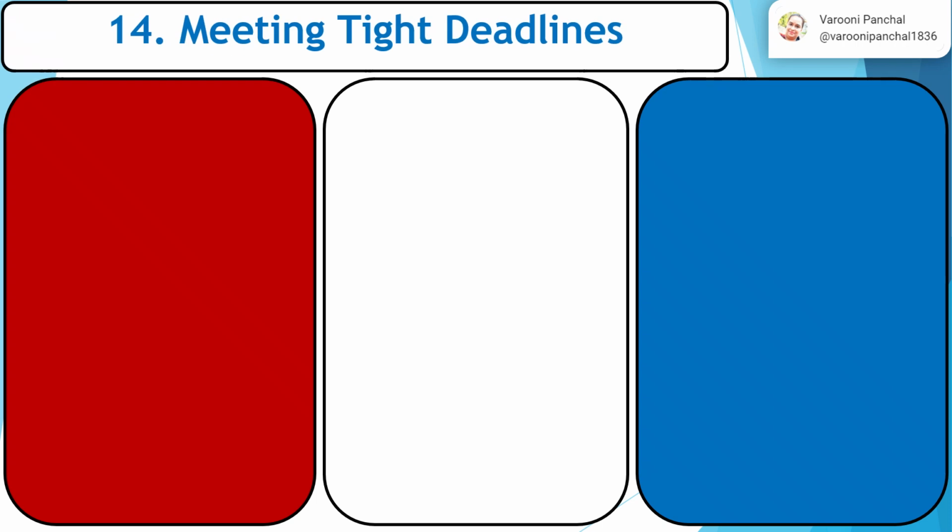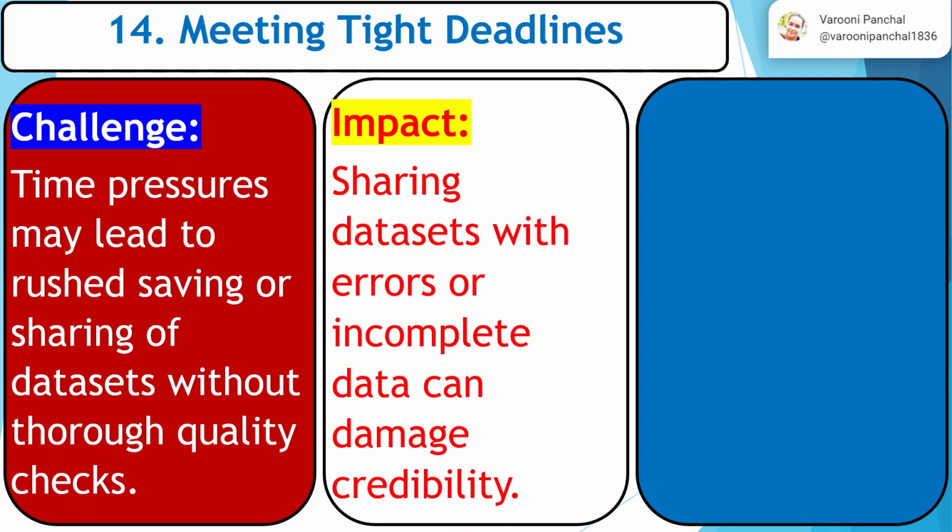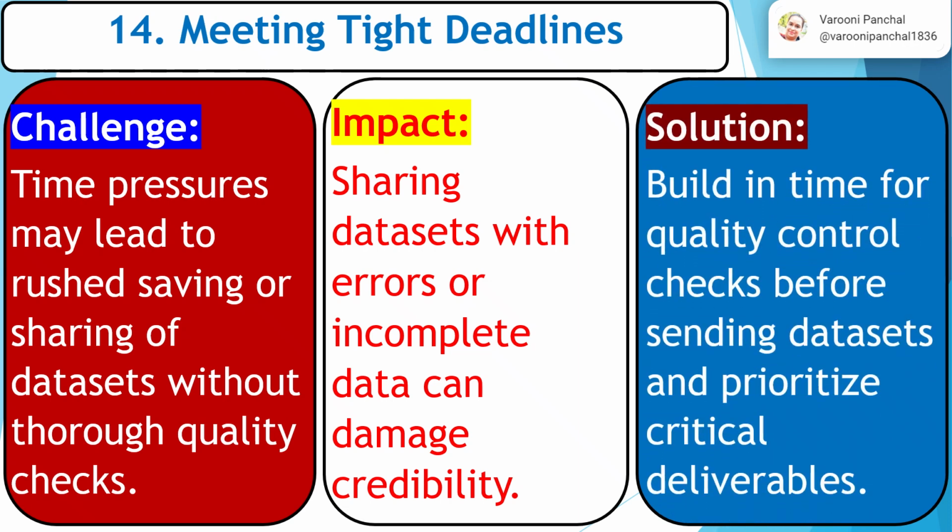Number 14. Meeting tight deadlines. Challenge: time pressures may lead to rushed saving or sharing of datasets without thorough quality checks. Impact: sharing datasets with errors or incomplete data can damage credibility. Solution: build in time for quality control checks before sending datasets and prioritize critical deliverables.